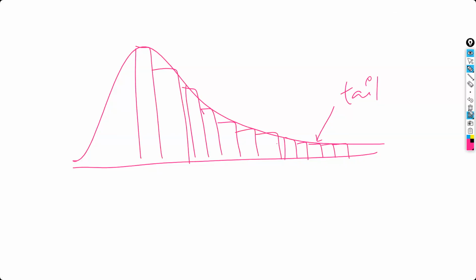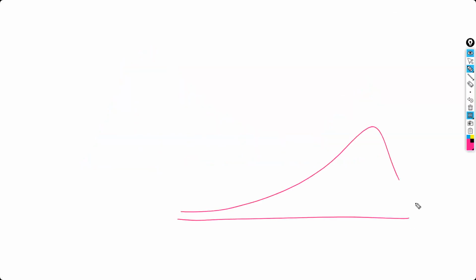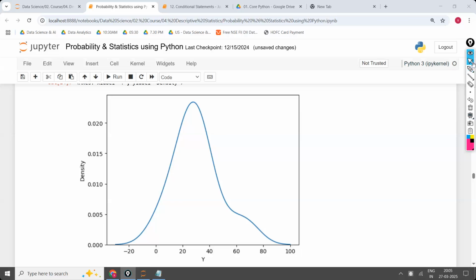Now, for example, if your tail is on the left side like this, what is the meaning? On the left side you have fewer records. What is a tail? Tail means the height. Is the point clear? Left tail means it is a left skewed distribution. Right side tail means it is a right skewed distribution. Left tail, left skewed distribution. Right tail, right skewed distribution. Tail means fewer records.